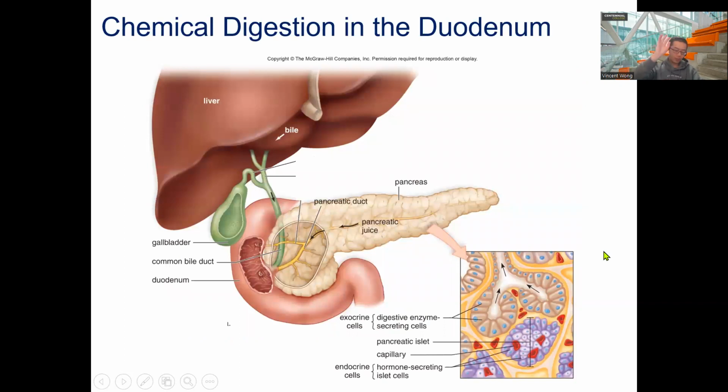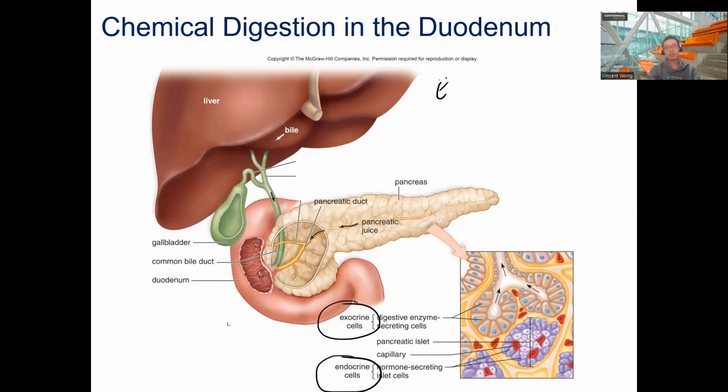So the duodenum, first part of your small intestine, that's where the digestion is going to continue. Okay. And it's going to be receiving secretions from 2 other accessory organs. One of them is the pancreas. Okay, so the pancreas is located behind the stomach on the left side of your body, upper left abdomen. And the pancreas is both an endocrine gland as well as an exocrine gland.